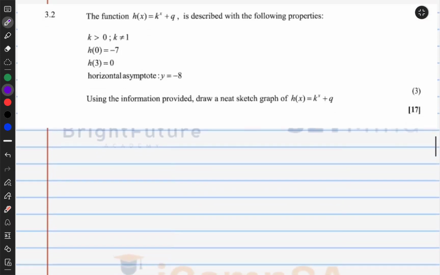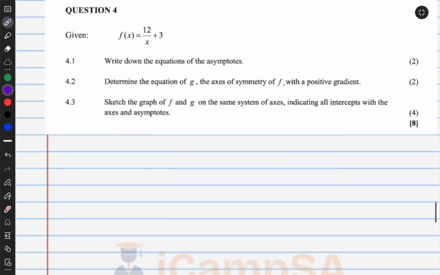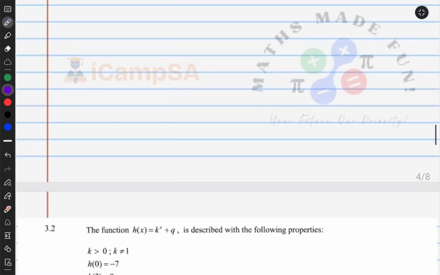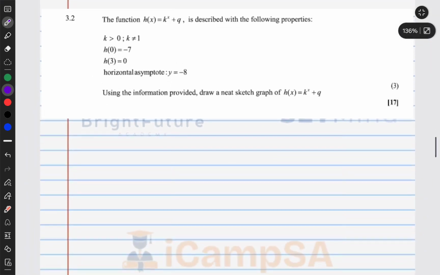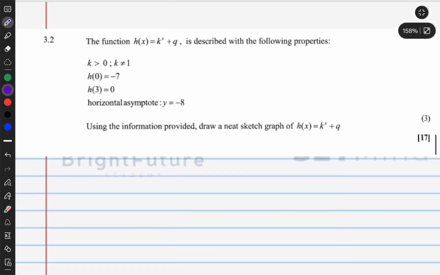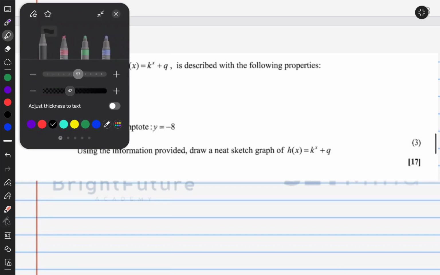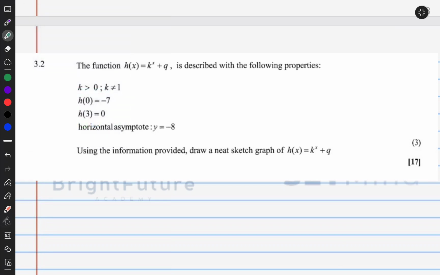Okay, and then next we have question 3.2. So it's a sketching question. The function h at x is equal to k to the power of x. We are seeing x as an exponent there. So what does that tell us? That tells us that we are now dealing with an exponential function.